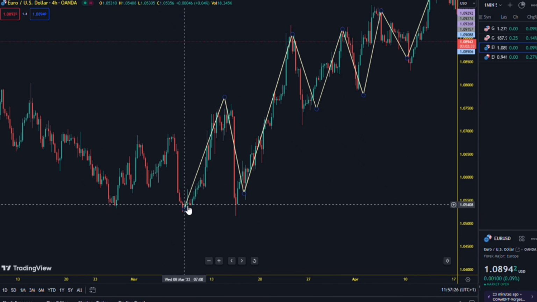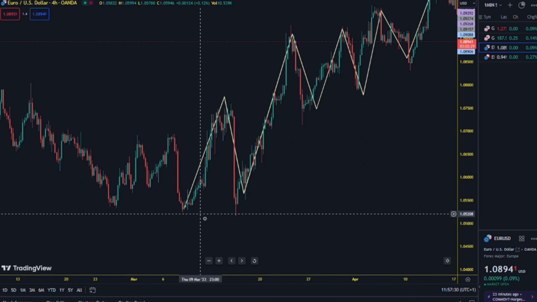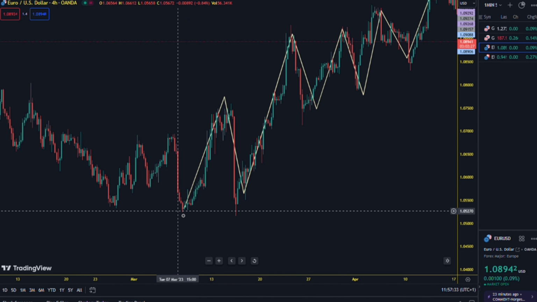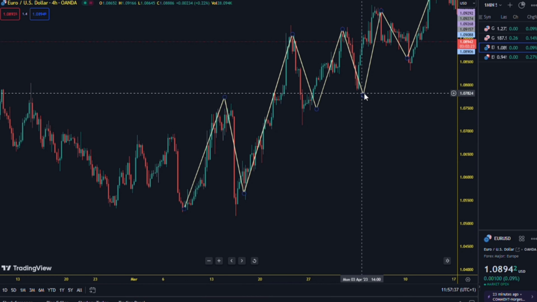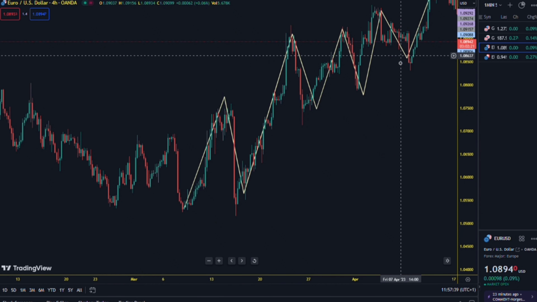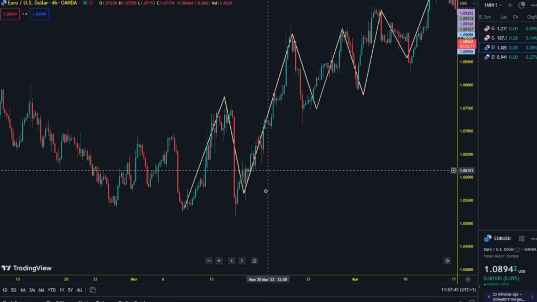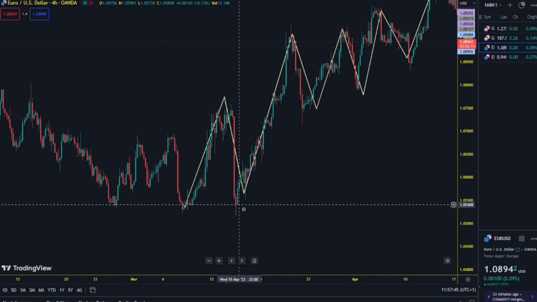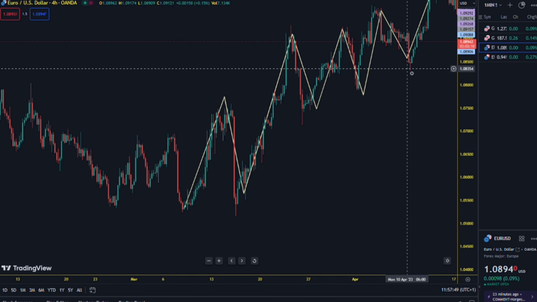Now this point is called a higher low, which means that this low is higher compared to this one. This low does not take out or close below this low right here, so we call this one a higher low. This is also a higher low, this also a higher low, and this also a higher low. The low is higher than the previous low. You can see this is where we have the previous low, the next low was this one, the next low was this one, and the next low was this one.